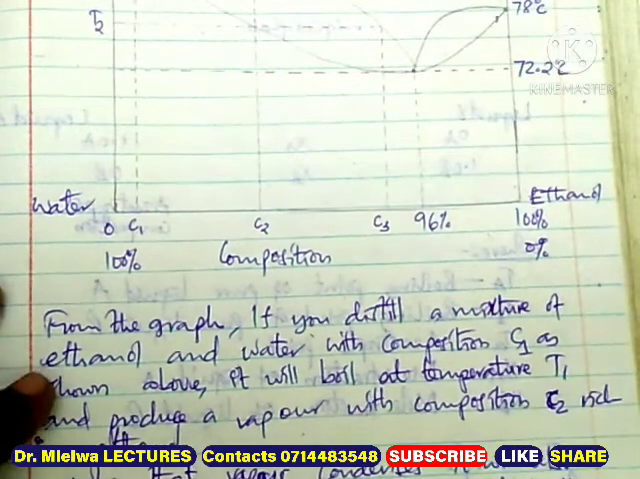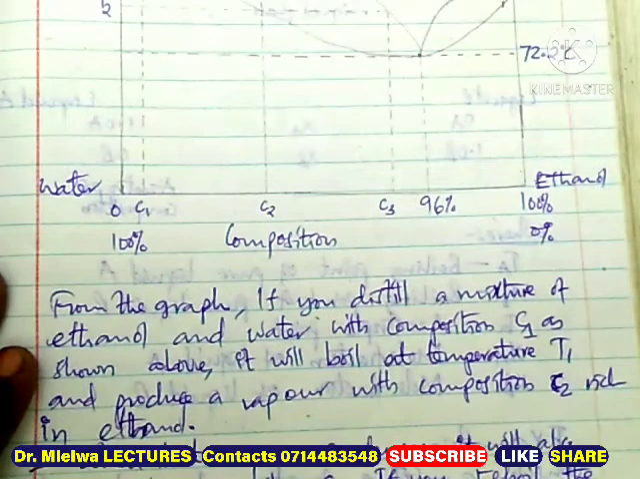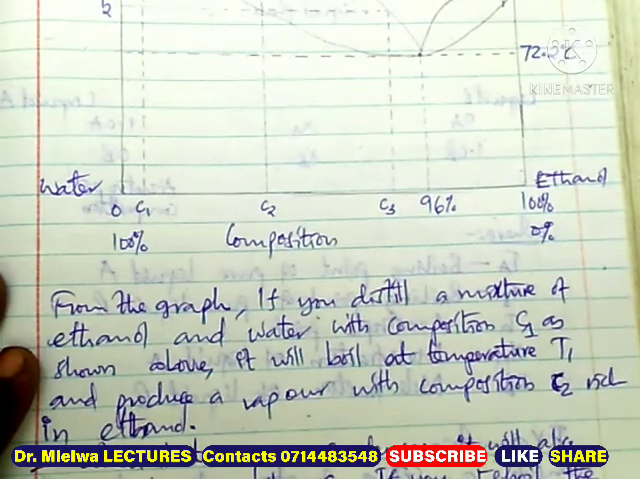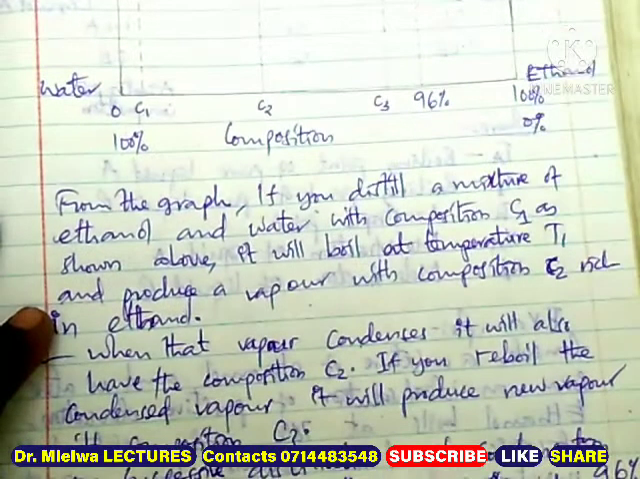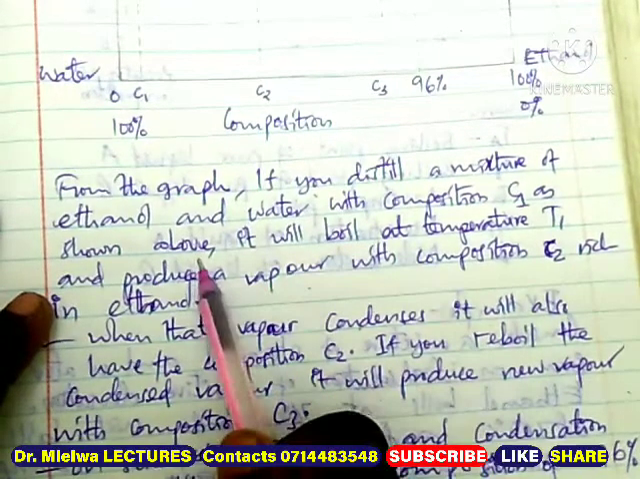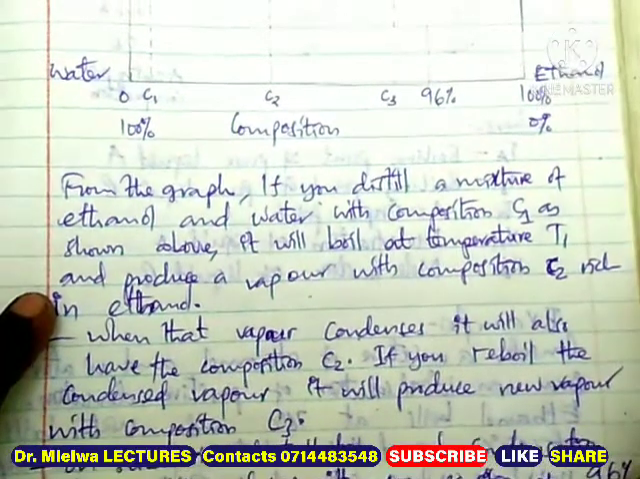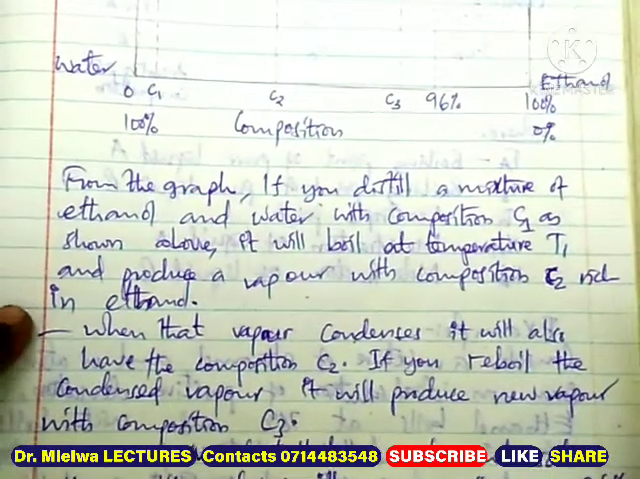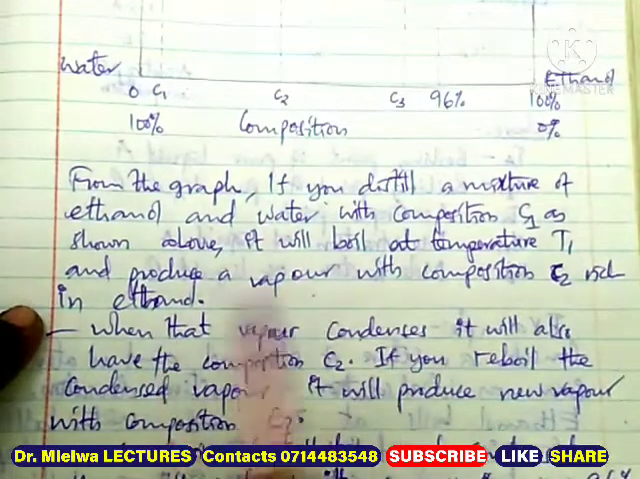Kinachokuwa kinafanyika ni kwamba kile kitu kilichozidi ndio kinakuwa kinapungua. Kilichozidi kinakuwa kinafanyaje? Kinapungua mpaka tunafikia isotropic mixture. Hasa tuone kwamba tukidistill your solution at concentration C1 as shown above, it will boil at temperature T1, and produce a vapor with composition C2 rich in ethanol.